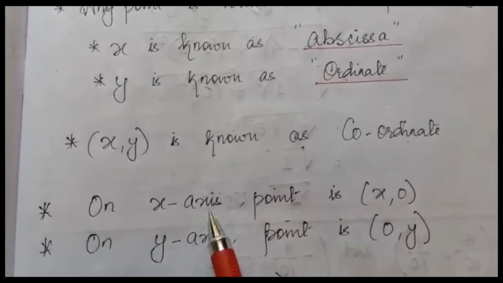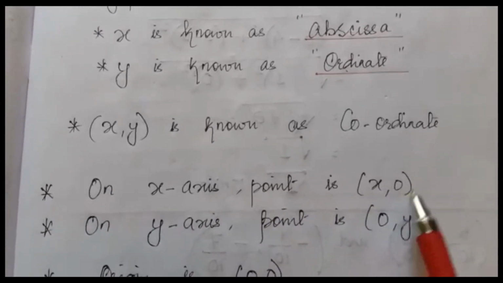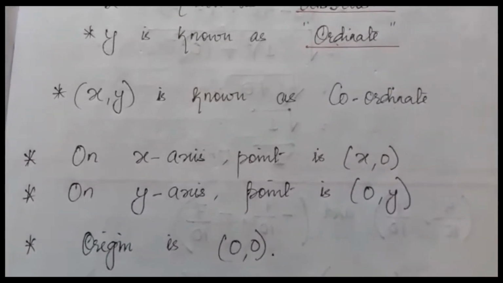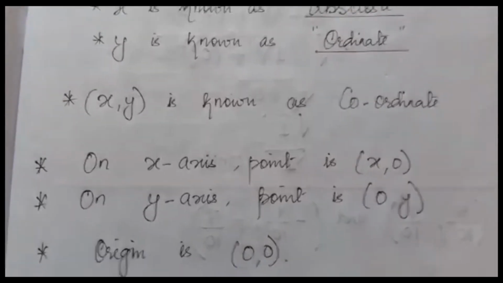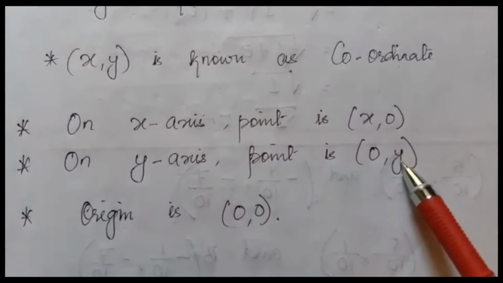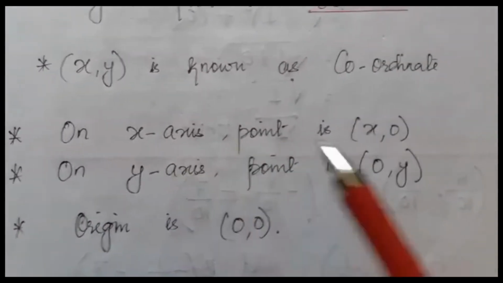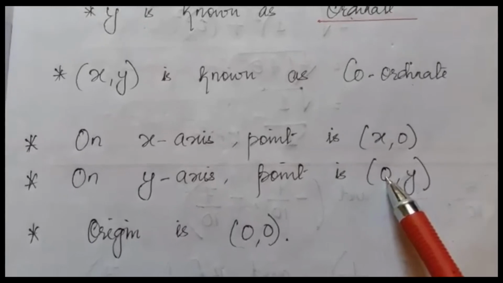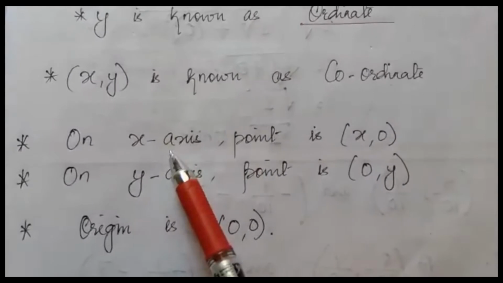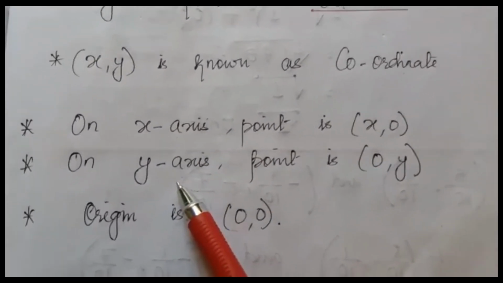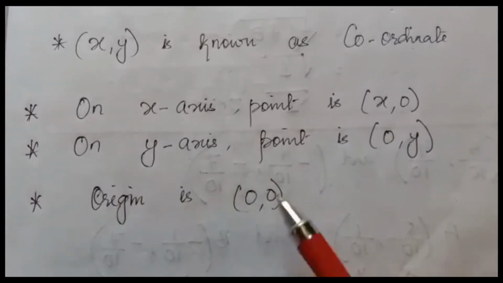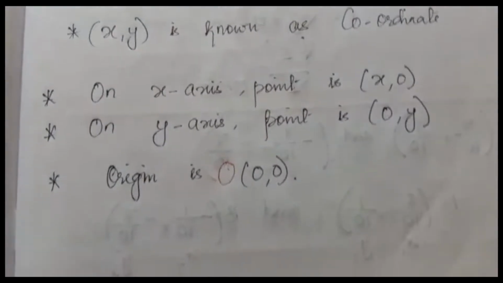So on x-axis, any point is in the form of x comma 0. Example 3 comma 0, 5 comma 0, minus 2 comma 0, like that. On y-axis, point is 0 comma y. That means on y-axis this abscissa x is 0, and on x-axis y is 0. So you have to remember in that way. X-axis means y is 0 and y-axis means x is 0. And origin is 0 comma 0. This point is called origin O 0 comma 0.